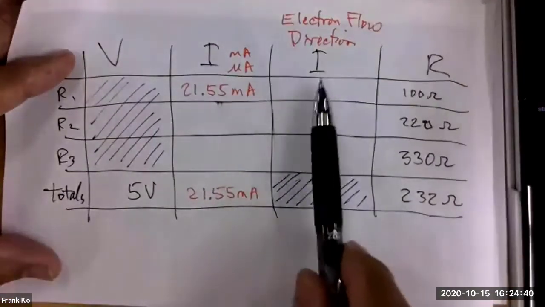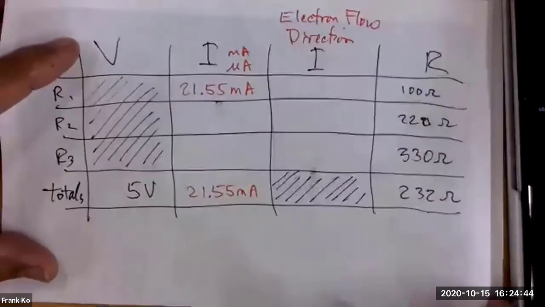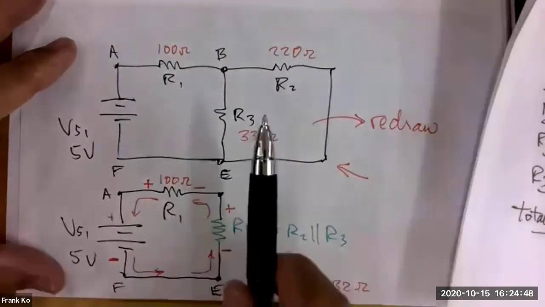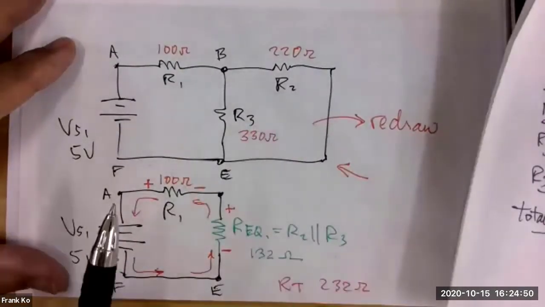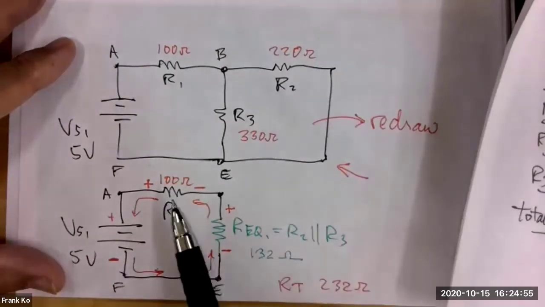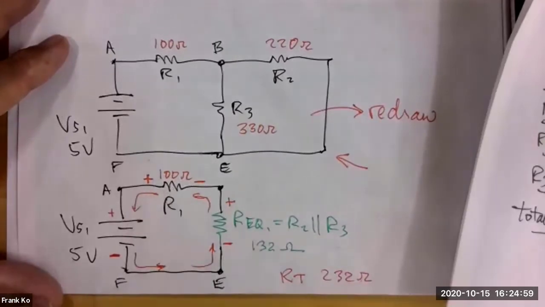So do I have a direction of current flowing through R1? Can I draw that arrow based on what's here? Is that arrow flowing up? Is it flowing to the left? Is it flowing to the right? Is it flowing down? Which way are the electrons flowing through R1? Jackie, what do you think? They're flowing to the left.